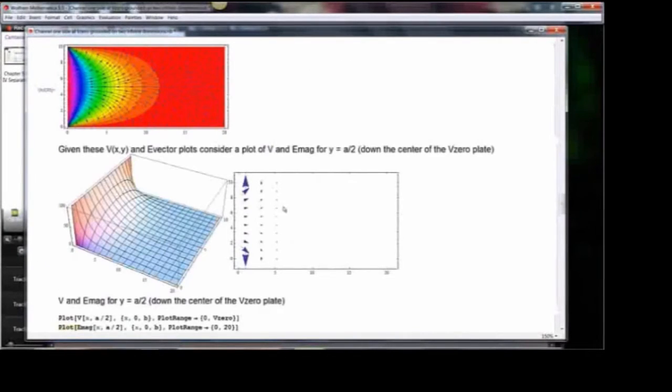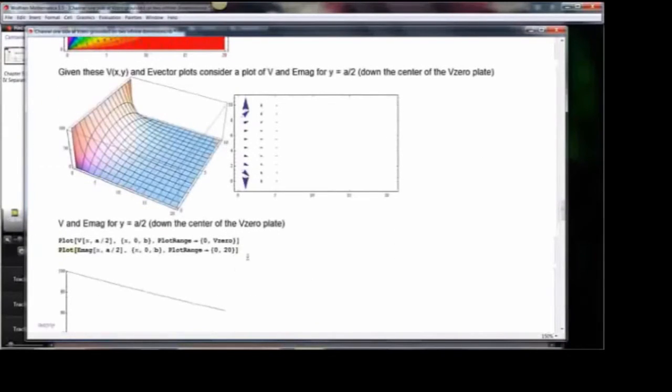Given these plots that we've already shown, here's the potential versus x and y, and here's the E field. Let's take a look at the potential and E field magnitude right down the center of the plot. We're staying at y is a over 2, so this is y, and so we'll go down the center, and we'll just go along here and plot the magnitude of the E field and the magnitude of the potential. And so that's this plot here.